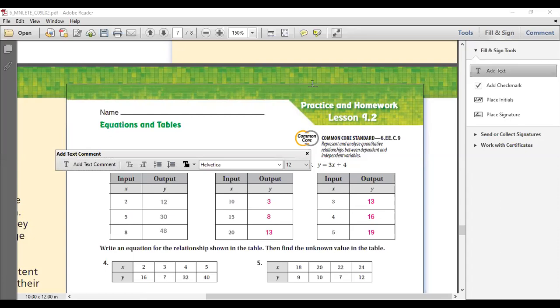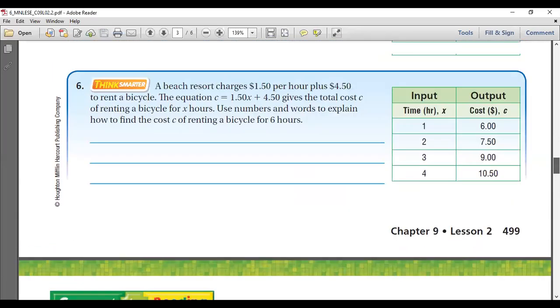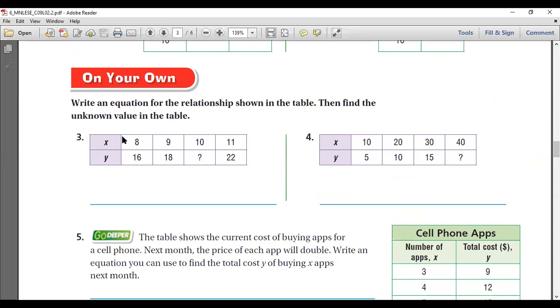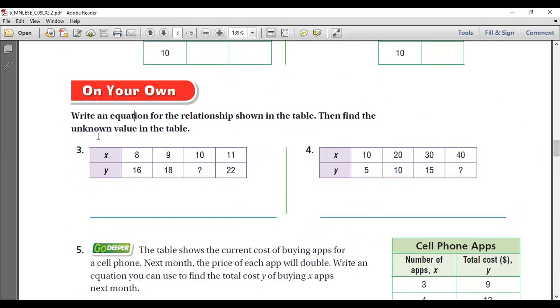Okay, now let's move on to today's lesson. That's going to be the remaining part of the lesson. That's page 499, question number 3 and 4. Now in yesterday's lesson we learned how to complete the table, but today you are going to write an equation. As you can see, write an equation for the relationship shown in the table. Then also you have to write the unknown value. If you look at the table here, you have unknown values in both of them.